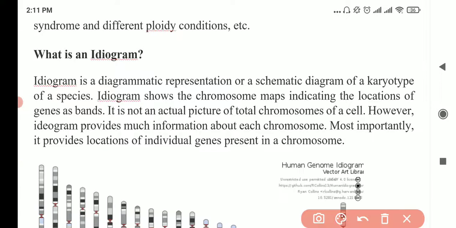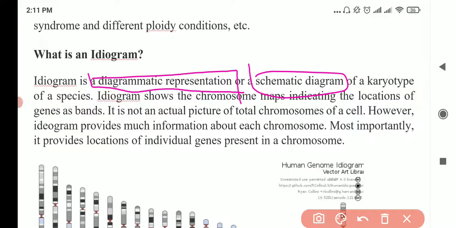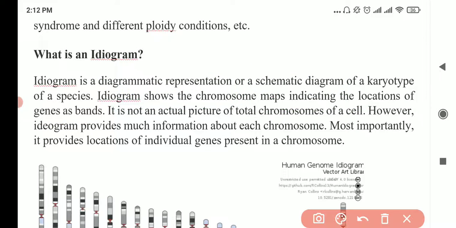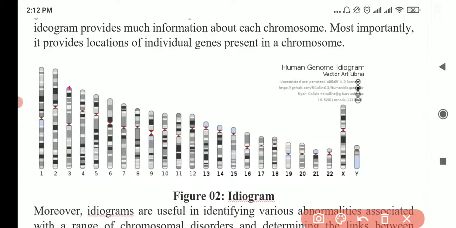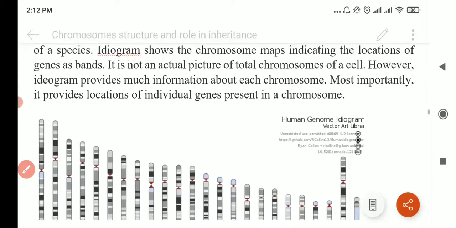Okay, so an ideogram is a diagrammatic representation, or a schematic diagram. Like your graph. If I ask you to define a graph, you will tell me it's a diagrammatic representation in the form of a pie chart or histogram. An ideogram shows the chromosome maps indicating the location of genes as bands. So it's a map that will show you the location of different genes as bands. Look here, you can see some dark and light bands. These bands are all genes. Let's say this is gene 1, gene 2, gene 3, gene 4, gene 5. So these bands show you the different genes.